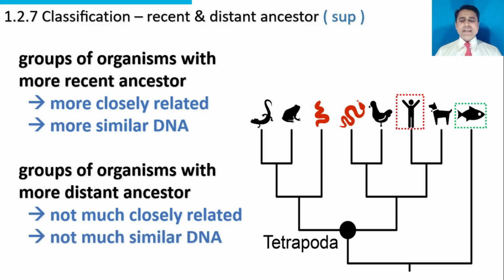Examples are, you can see, a man and a fish. We try to trace their ancestors. Here is the ancestor of fish, and here is the ancestor of man. Fish and man have distant ancestors. That's why they are not much similar to each other. They are quite different from each other.